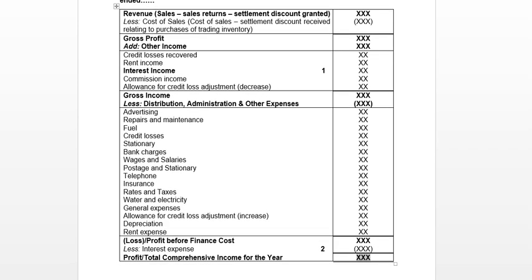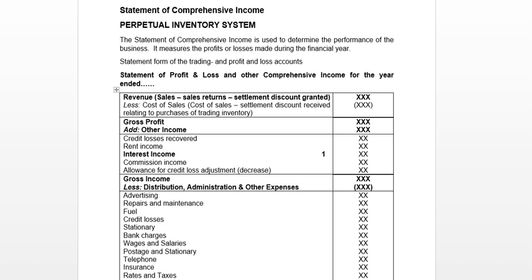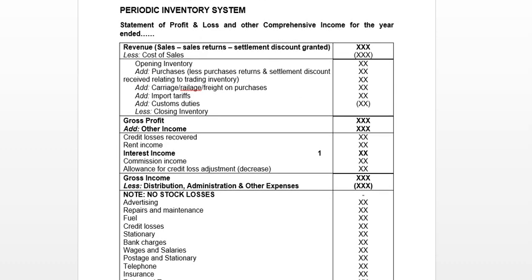So that's in a nutshell how our statement of profit and loss and other comprehensive income looks using the perpetual inventory system. It's important for you to know and understand this format and where we get this information. Now, with our perpetual inventory system, we have a cost of sales, and we continuously update our cost of sales relating to our inventory which was bought or sold. But with the periodic inventory system, instead of having a cost of sales, we now have to determine our cost of sales.